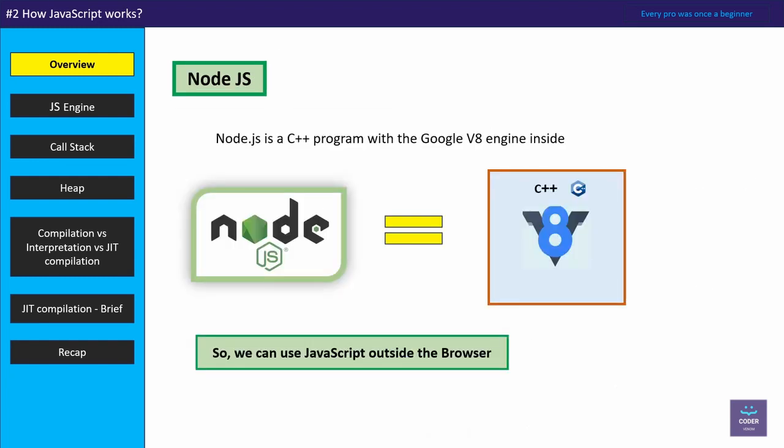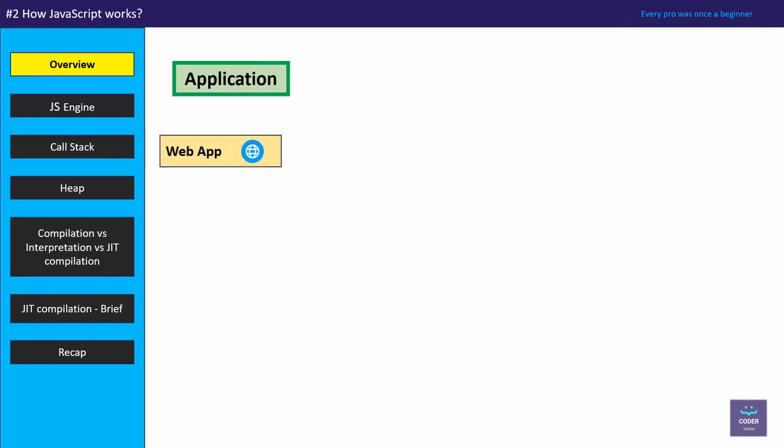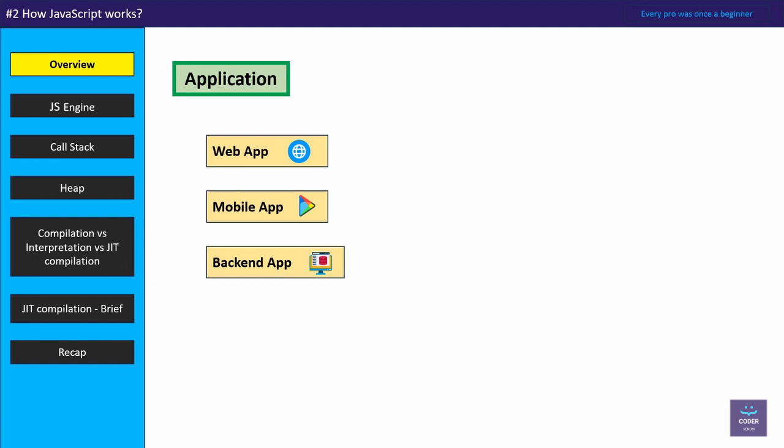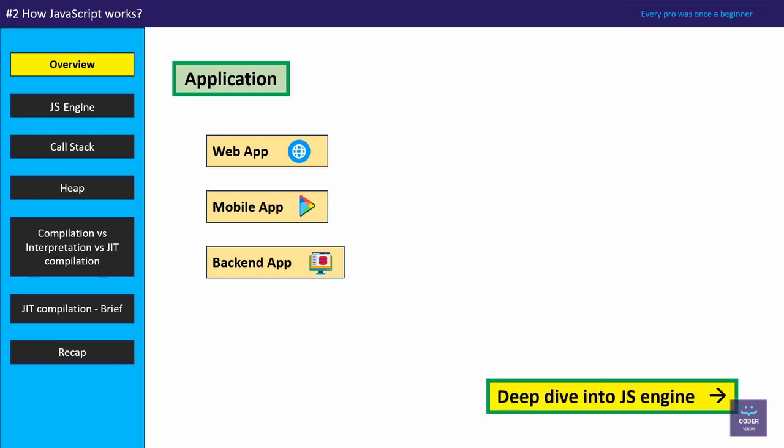So by using Node.js, we can use the JavaScript engine outside the browser. You can easily understand here: inside the C++ engine we have the Google V8 engine. It's called Node.js. So it's a very important milestone in web development. Using Node.js, we can develop web applications and mobile applications, some video games, and backend applications like APIs and many more things. So just remember, this is a very important milestone in web development.